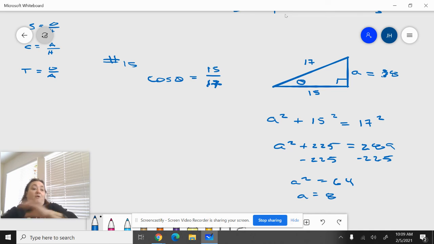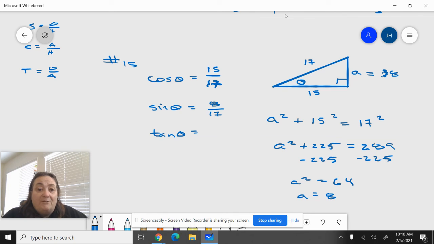And so we can figure out all 6 of our trig functions now. We know cosine is 15 over 17. It was given to us. So sine of theta equals opposite over hypotenuse. Well, our opposite is 8, and our hypotenuse is 17. Tangent, we know, equals opposite over adjacent, so we've got 8 over 15.